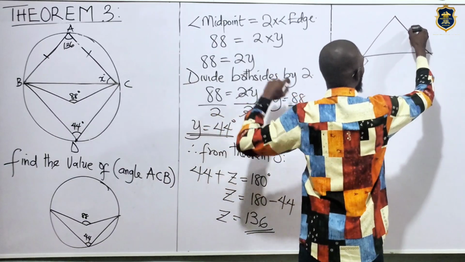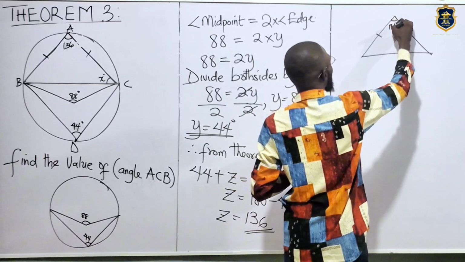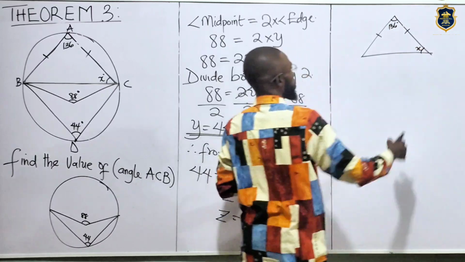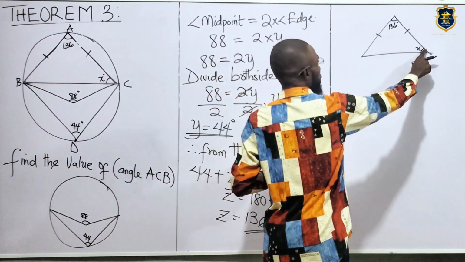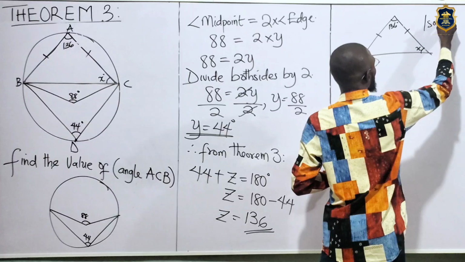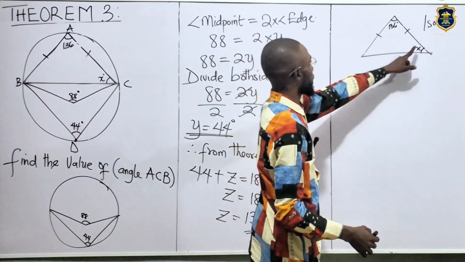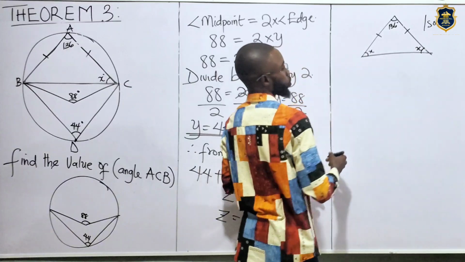I'm going to separate our triangle. This is an isosceles triangle. We have found this place to be 136 degrees. This is x that we're looking for. For an isosceles triangle, I'm sure you know that these two angles are equal. This place and this place, those two angles are equal. So if here is x, it means here is also x.